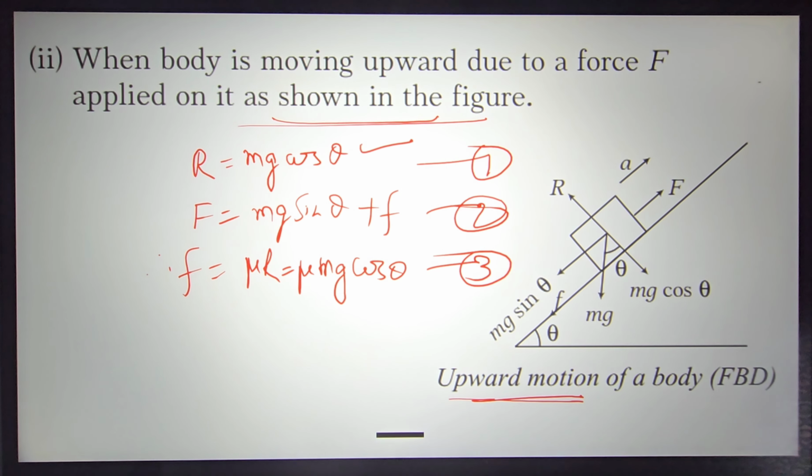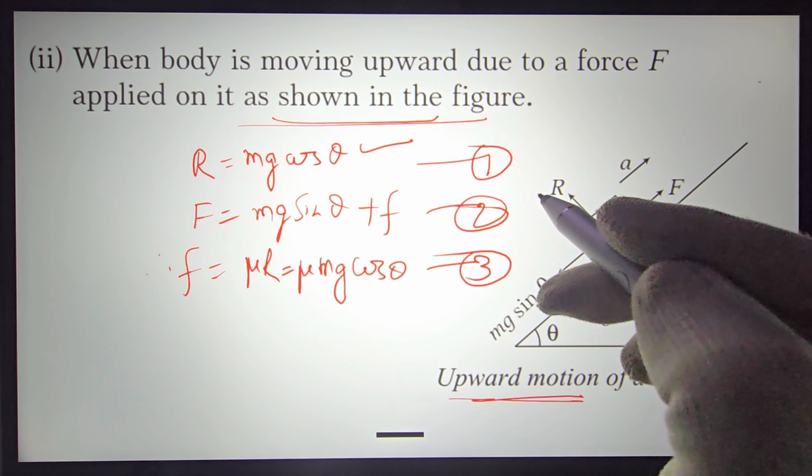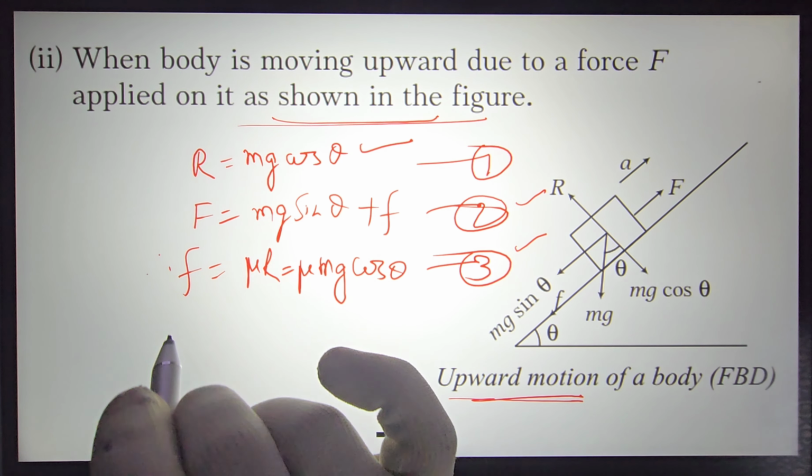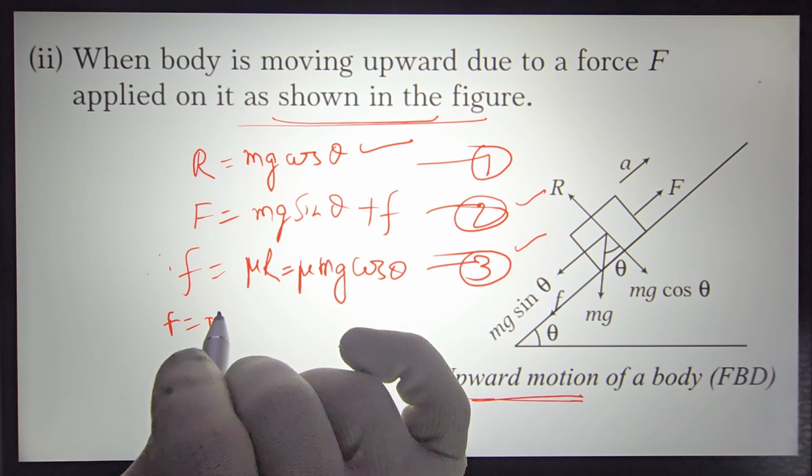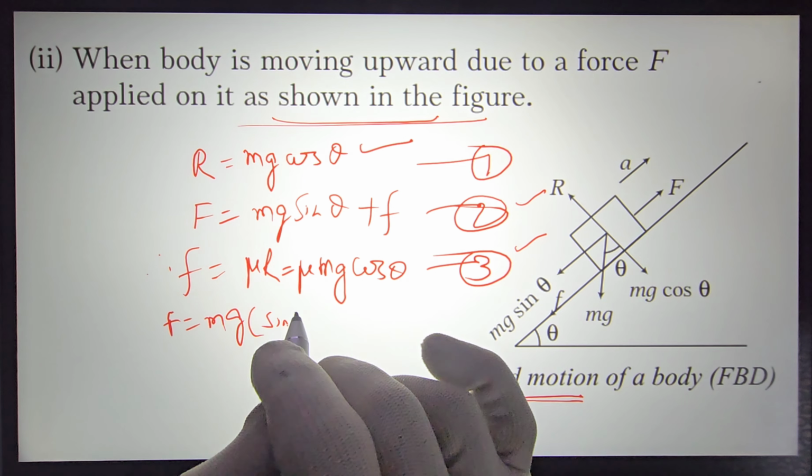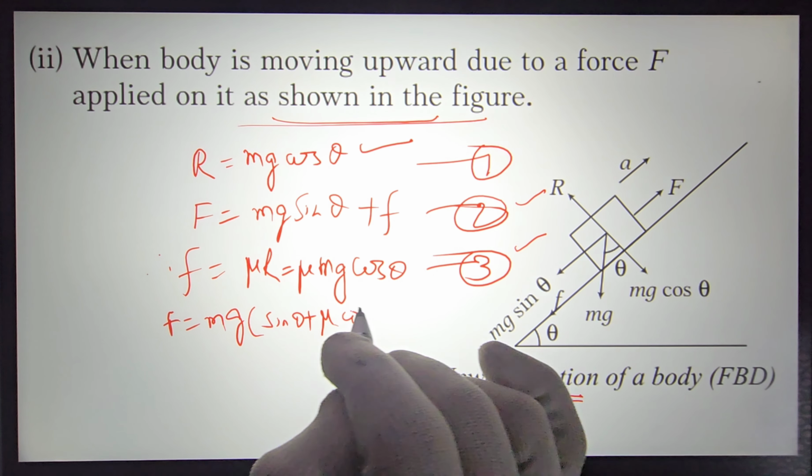Now what we can say from these three equations, especially equations number 2 and 3, is that F is equal to mg into (sin theta plus mu cos theta), right?